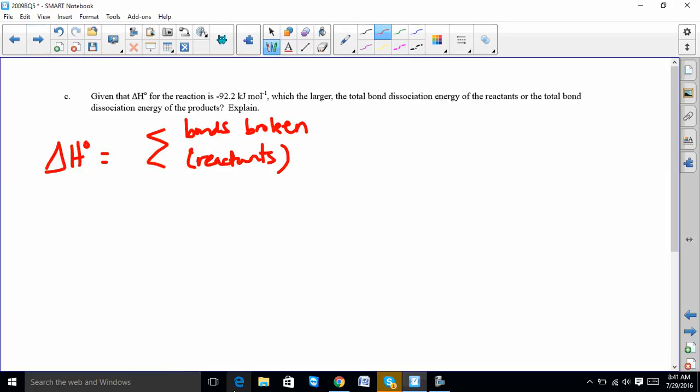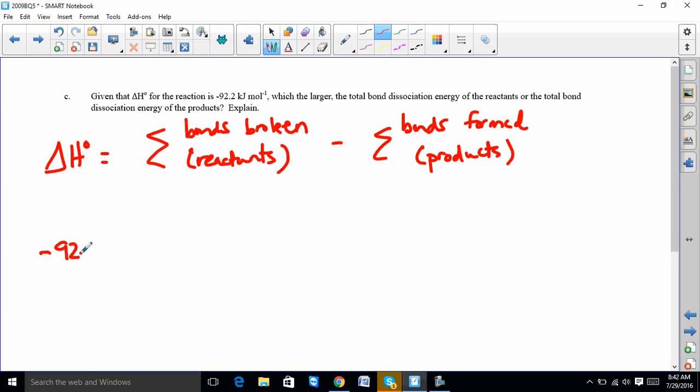And so it's the sum of the bonds broken, which are in the reactants, minus the sum of the bonds formed. By this point in the course, we've already done the formula where you use the heat of formation, the tables in the back of the book, where you use how much energy it takes to make a compound, which is logically equivalent to this. But when they ask about bond dissociation, you have to use a formula with bonds in it. And the reason this problem is easy is they tell you the answer is negative 92.2 kilojoules per mole.